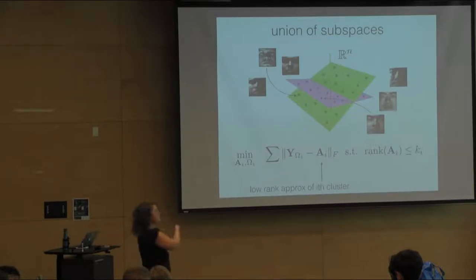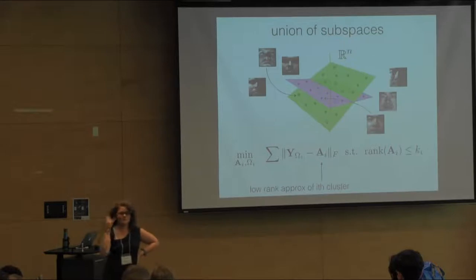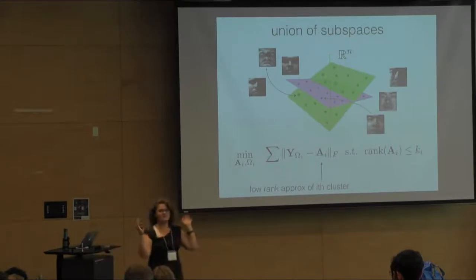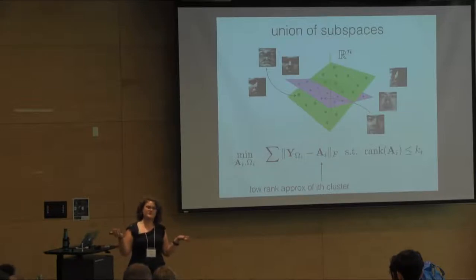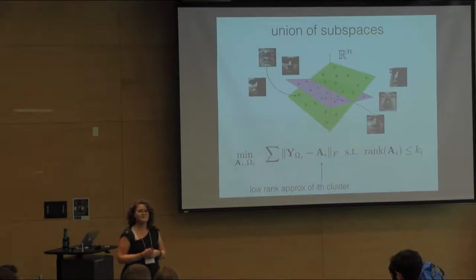Oh, we don't know a priori, so it's unsupervised. You just imagine you have a lot of images of faces, and now you're trying to do facial recognition, but you don't know whose face is what. Then this would be the unsupervised setting for that.